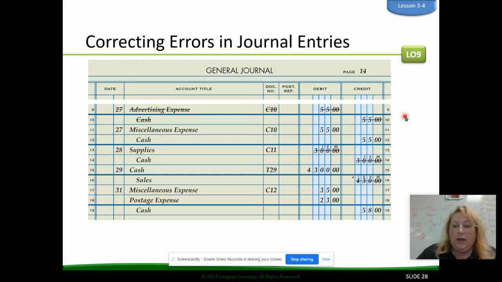So we do the single line through, and they actually didn't even have to do the whole thing. They could have just crossed out advertising and changed it to miscellaneous, because notice the transaction underneath it is the same transaction, but just put into miscellaneous expense instead of advertising. On the 28th, they had a transaction where they wrote it wrong. It was supposed to be $30. That's why you see the 30 in small print above instead of 300. It was just written wrong.